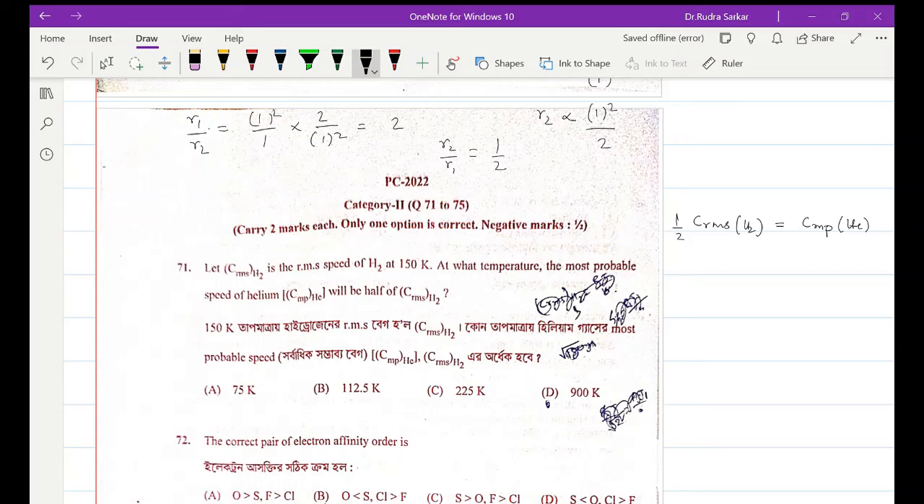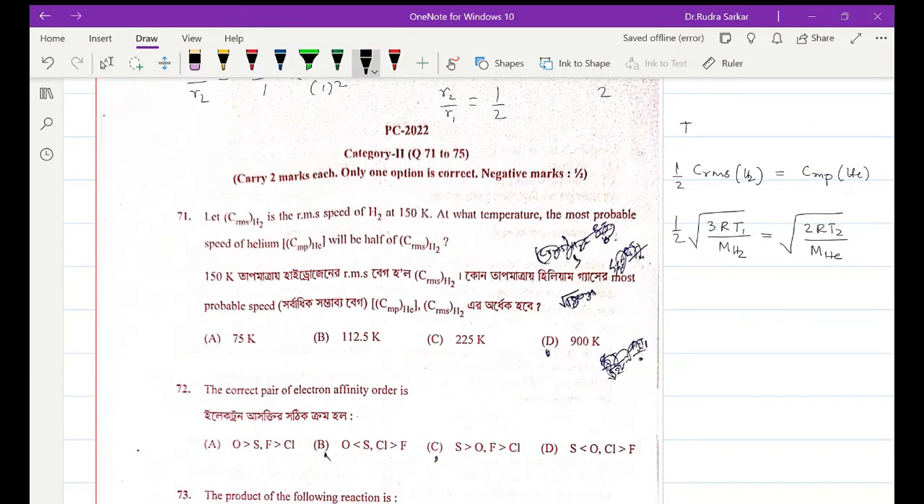Alright, so that would mean basically this is half 3R T1 by MH2 equal to 2RT2 by MHE, where T1 I am taking as 150 Kelvin and T2 I do not know.